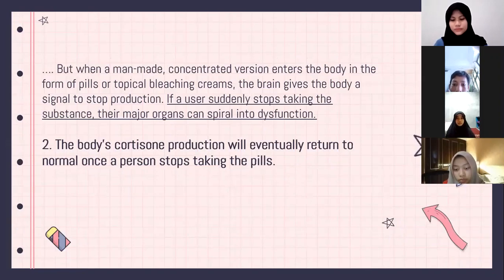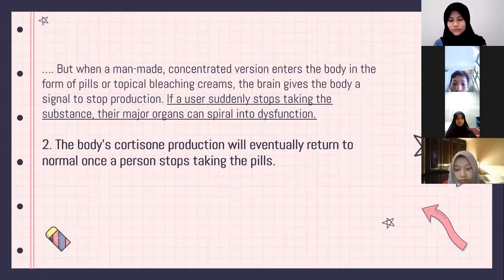The next example is, but when a man-made concentrated version enters the body in the form of pills or topical bleaching creams, the brain gives the body a signal to stop production. If a user suddenly stops taking the substance, their major organs can spiral into dysfunction. The statement is, the body's cortisol production will eventually return to normal once a person stops taking the pills.